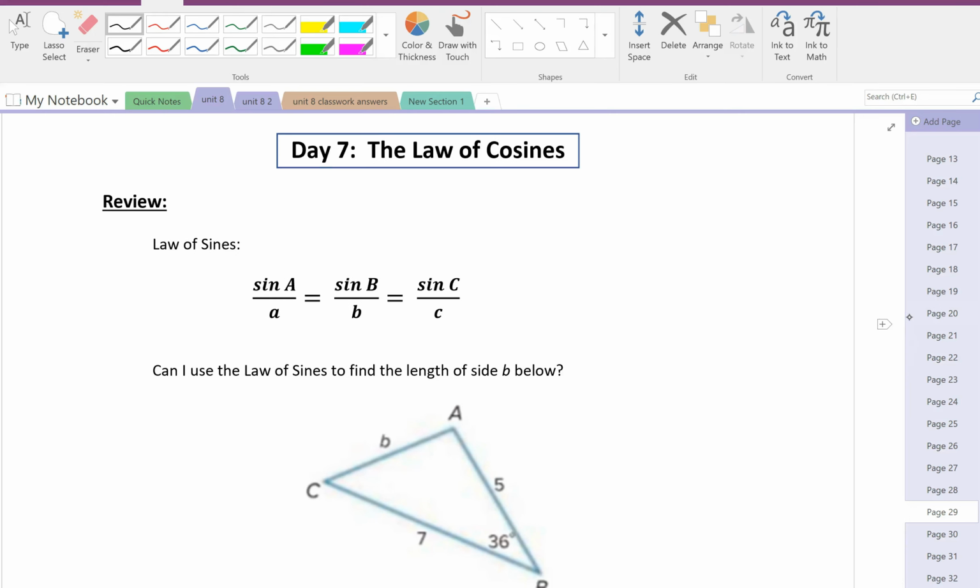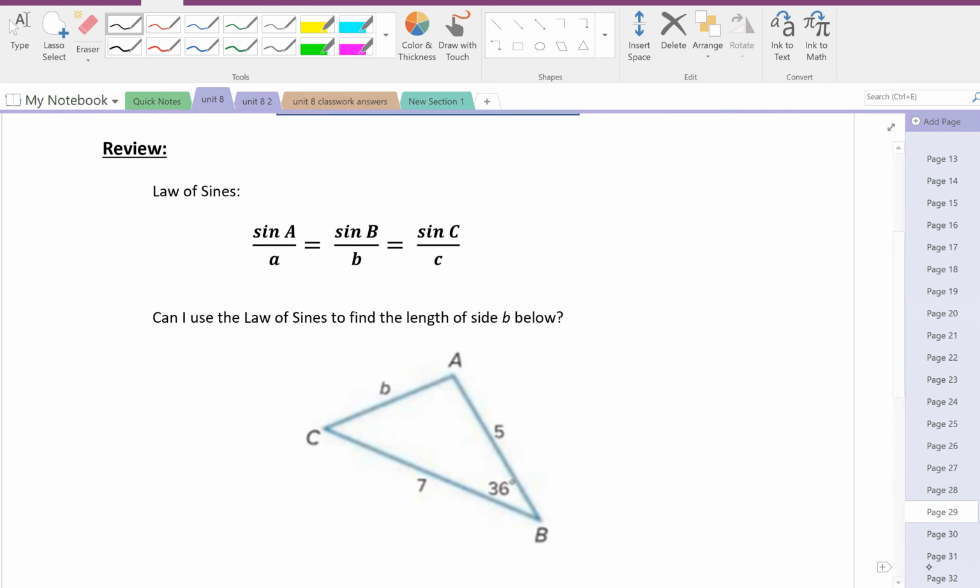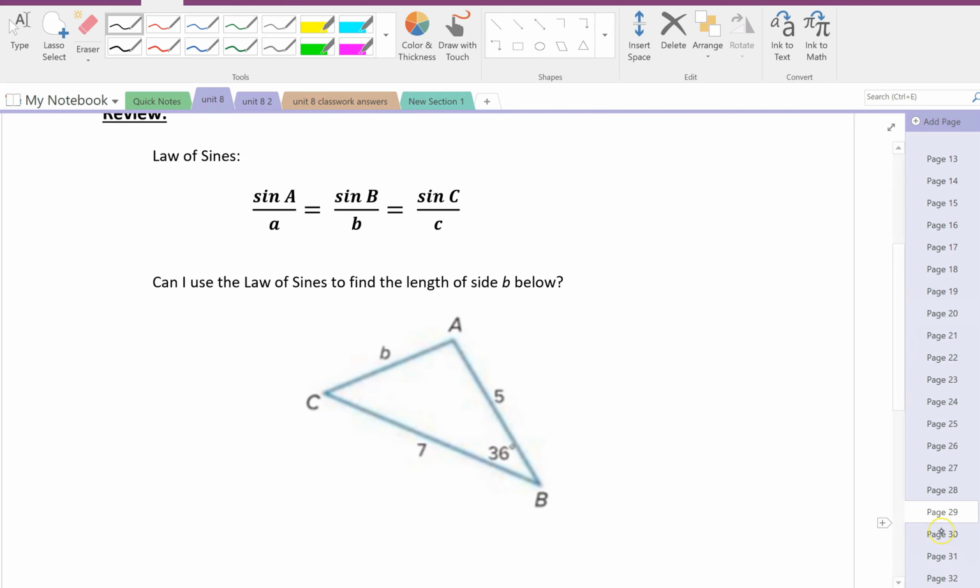Okay, Unit 8, Day 7, the law of cosines. So the law of cosines is something we're going to use when the law of sines won't work, and I'll give you a couple examples of where the law of sines won't work on a problem with triangles.